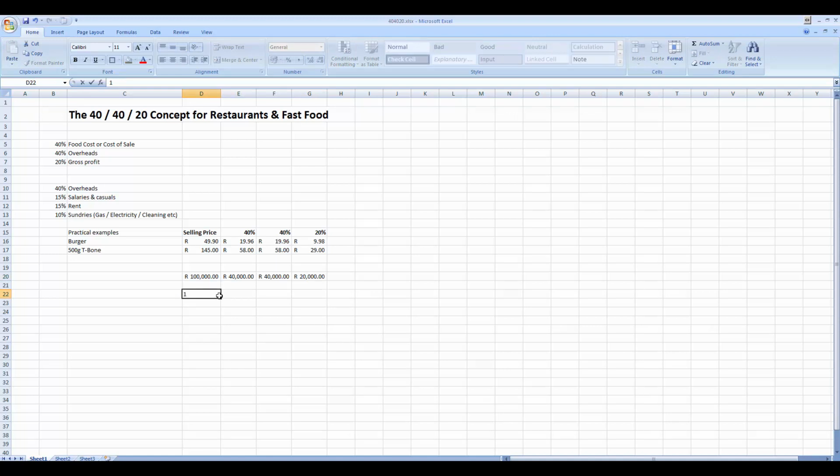Let's assume now that you've spent R1,000,000, and R1,000,000 sounds like a big amount of money to spend on a restaurant or a fast food joint even, but R1,000,000 is not a lot of money. I mean, some of these stores, the guys are spending 3 million, 4 million, as if it's going out of fashion. So there's your R1,000,000 that we spent.